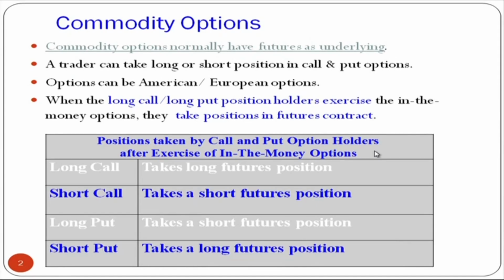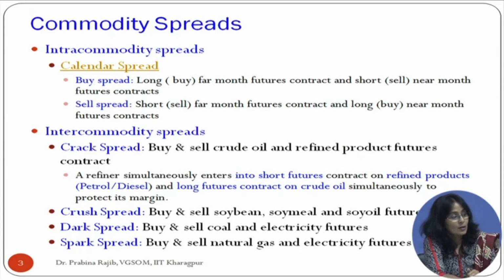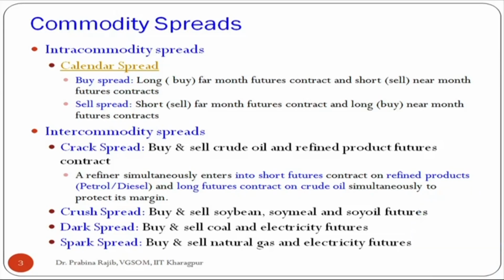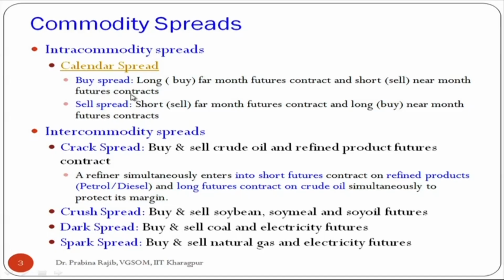Now let's go to the next type of contracts which commonly trades at an exchange. This is called commodity spreads. So what exactly is a commodity spread? A commodity spread is when a buyer simultaneously takes positions in two futures contracts. Let's take a simple example of a calendar spread. Calendar spread means somebody can take a long futures position in a near month contract and simultaneously take a short futures position in a far month contract, or vice versa.